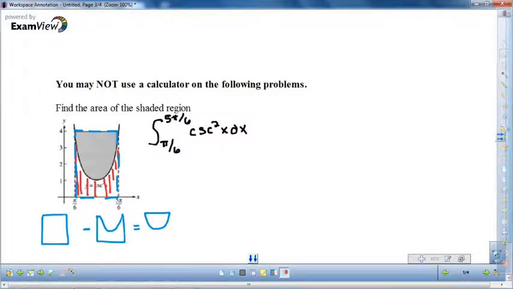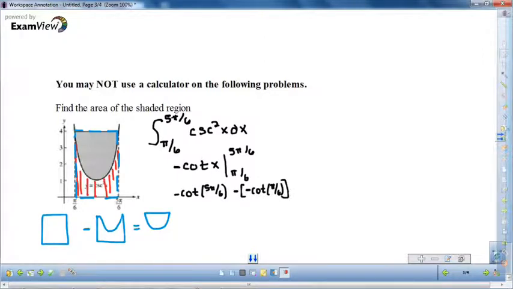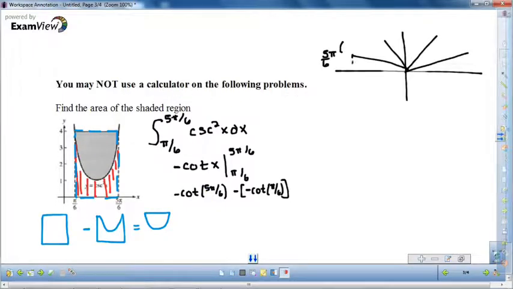So you need to remember the antiderivative of cosecant squared x, and that's going to be negative cotangent of x. So substituting the 5 pi over 6 and then subtracting pi over 6. Okay. So I need to find cotangent of 5 pi over 6. So I can't use the calculator. So I'm going to go ahead and use the unit circle.